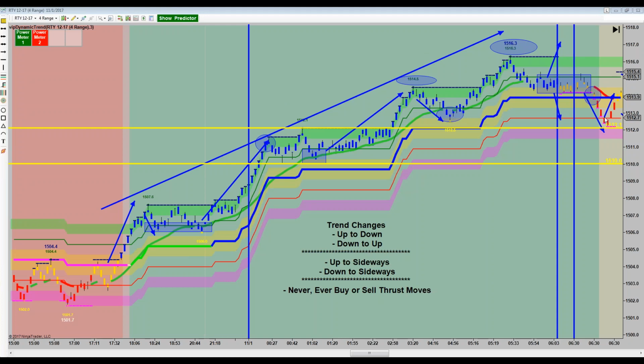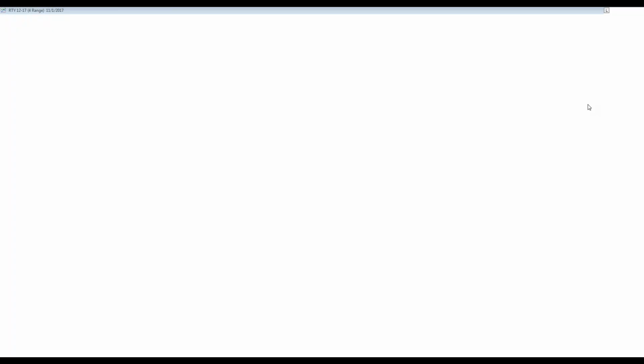While that's loading, I want to come back over here. Now, I don't recall exactly what I did. I would probably take an upward bias until this was broken. And then once it was broken, I can start looking for shorts.